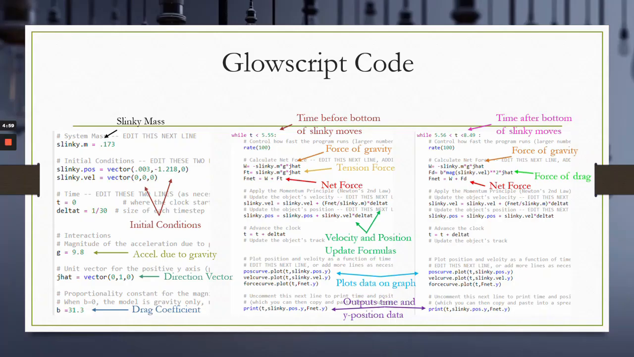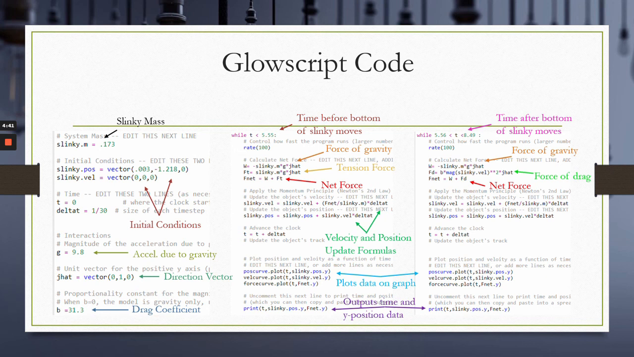For my GlowScript code, I tried to combine aspects from previous labs. In the leftmost box is the slinky's mass, initial position, initial velocity, acceleration due to gravity, the direction vector j hat, and the drag coefficient b. The latter was found by trial and error to achieve the correct scale.